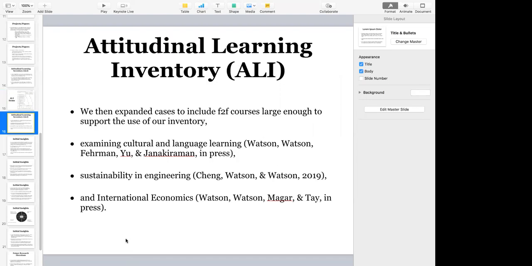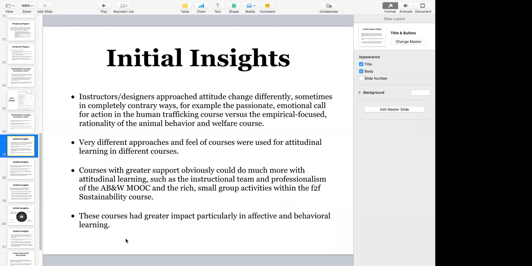So we then expanded after we created the Ali inventory. We expanded the cases to include face-to-face courses large enough to support the use of our inventory. We examined cultural and language learning. We looked at sustainability in engineering and sustainability for high school and middle school students in India. We looked at international economics. We looked at many different courses.